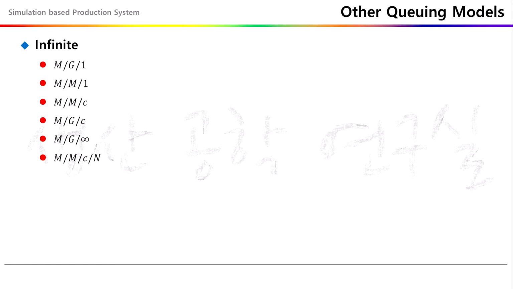Today in this video we will study several queuing models. The first term means the stochastic distribution of the arrival time, the second parameter means the service time distribution, and the third one means the number of machines or number of servers. And if the fourth variable is described, then this means the maximum number of customers allowed in the entire system.